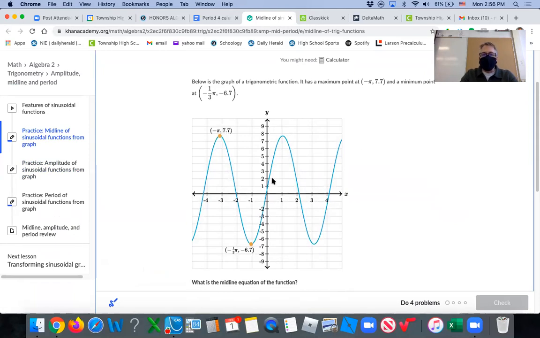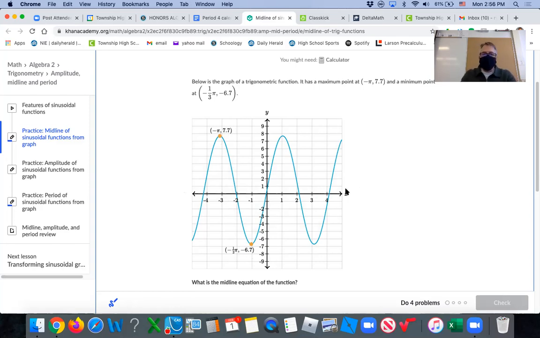Well, I look at this graph and it's not exactly centered on the x-axis because I look at the y values. This is up here at 7.7. This is down here at negative 6.7. It's not symmetric about that x-axis. It's a little bit higher up than it is further down. So the midline would be right in between those two.